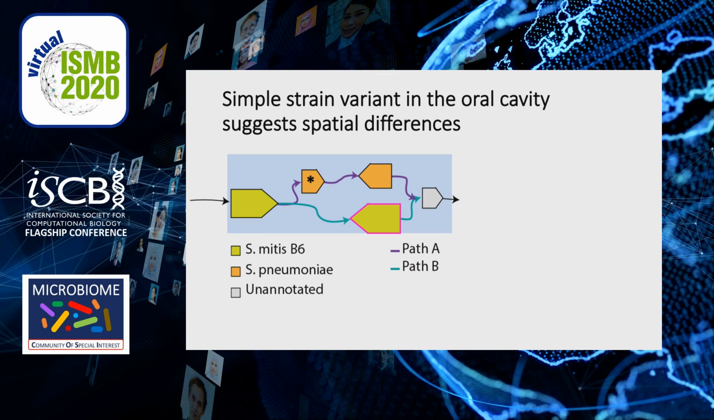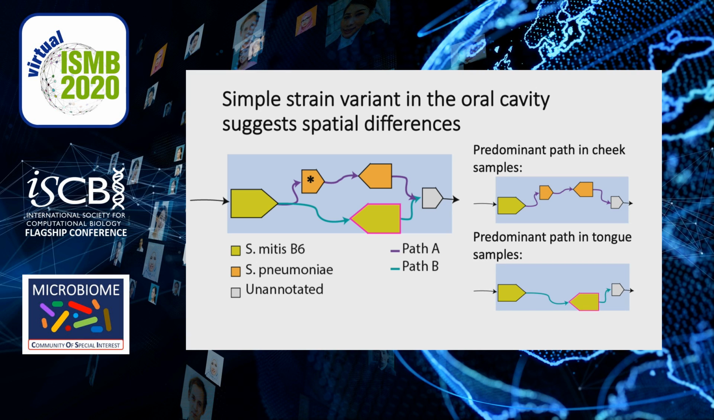In order to compare variation across the oral cavity, we co-assembled reads from the tongue, cheek, and plaque of a single subject. We identified many structural variants, including the Streptococcus strain variant shown here. When we mapped sequencing reads back to the contigs in this variant, we found that reads from the cheek predominantly mapped to the upper path containing Streptococcus pneumoniae contigs, while reads from the tongue sample mapped mostly to the lower path with a single Streptococcus mitis contig.